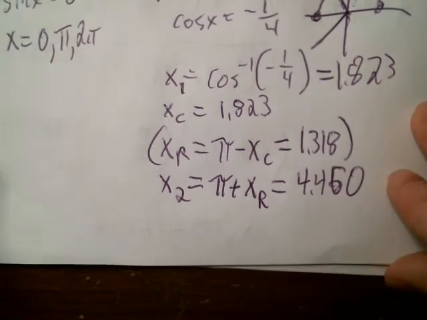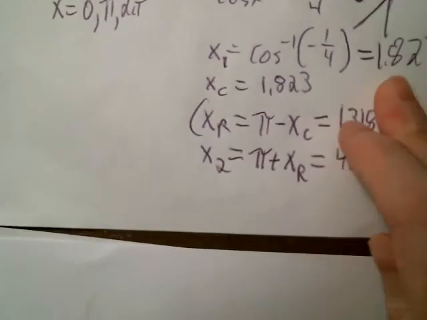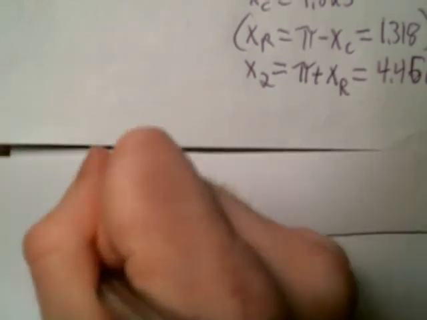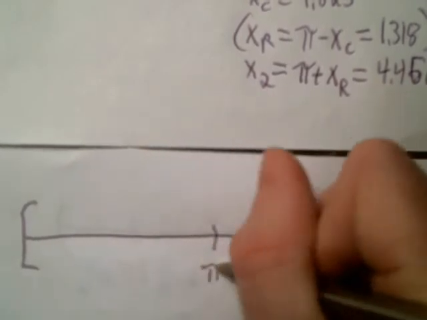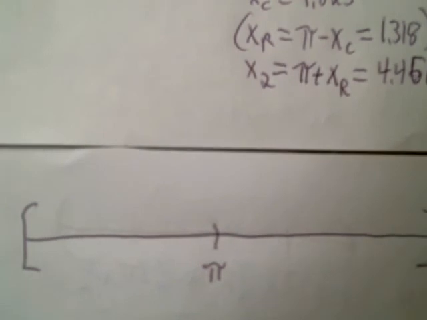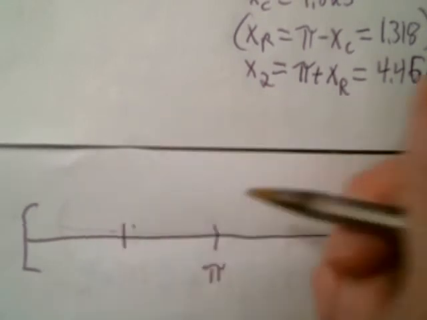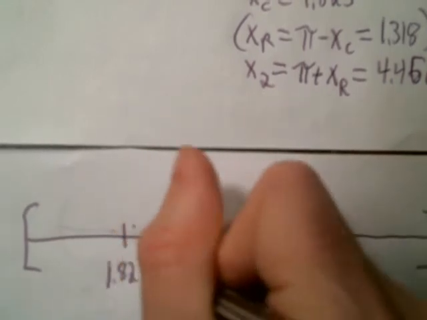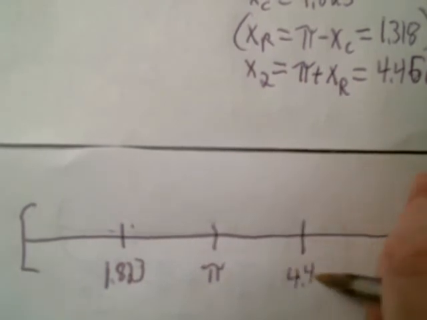So there's those two for our two extras, and then we go to our number line and start graphing these. I'm on the interval from 0 to 2 pi with the second derivative, and I have all these numbers. So 0, I need pi, and then I need 1.823, which is a little smaller than pi. I'm not going to draw it to scale. And then I need this other one, which is bigger than pi, at 4.460.